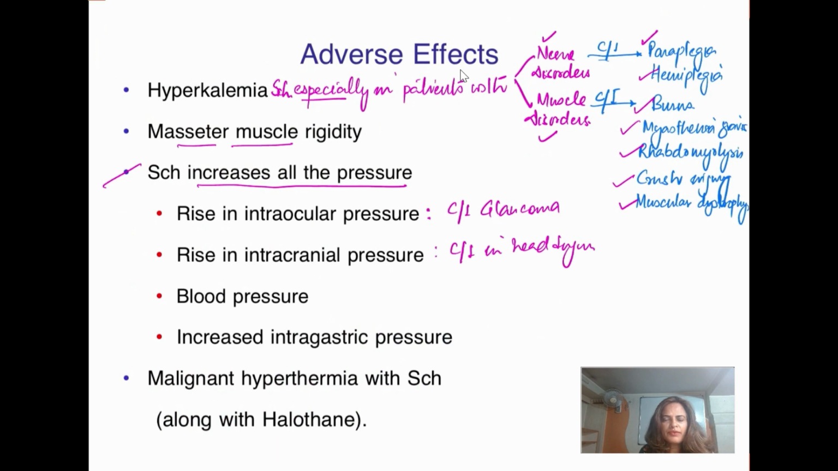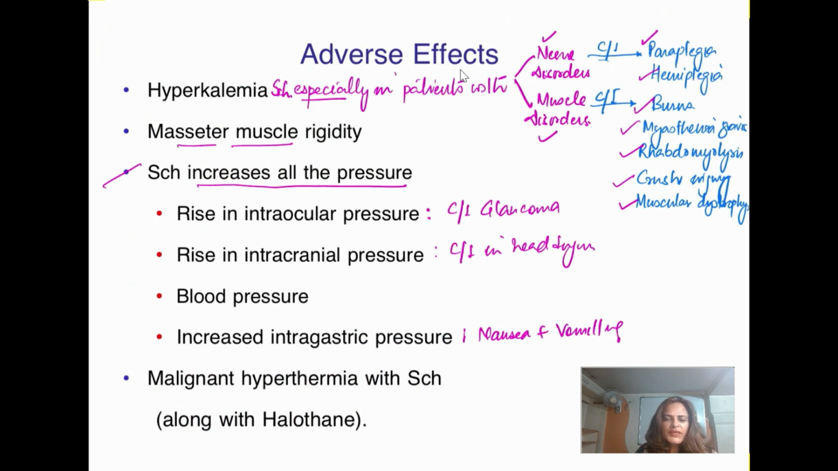Blood pressure, how does it rise? Because of the stimulation of the ganglion, the sympathetic ganglion. Increased intragastric pressure may be because of the fasciculation of the GIT muscles. This can lead to nausea and vomiting.